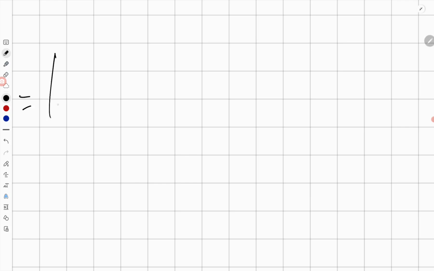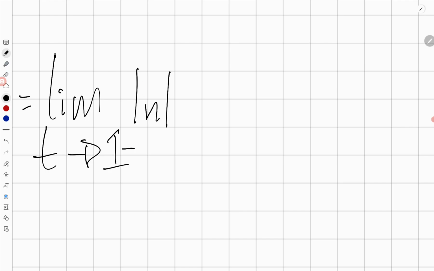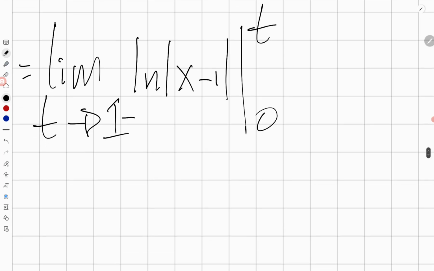So I will have the limit as t approaches 1 from the left of ln of the absolute value of x minus 1 evaluated between t and 0. This is what's left from our integral here.